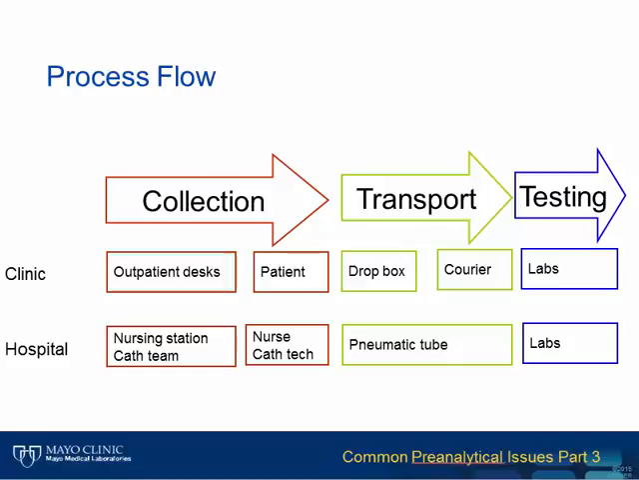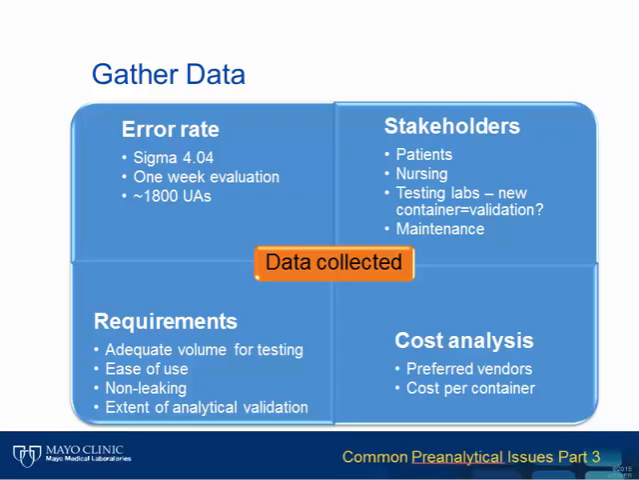Whatever the solution was, it needed to be user-friendly for patients and a diverse group of clinical staff. We also needed to keep in mind the validation requirements that the testing laboratories may have for a different container. The error rate was estimated during a 1-week period where a clipboard was used in the processing area to document any containers that arrived with evidence of leaking. The event reporting system was only used when the specimen had to be recollected for insufficient volume due to leaking.